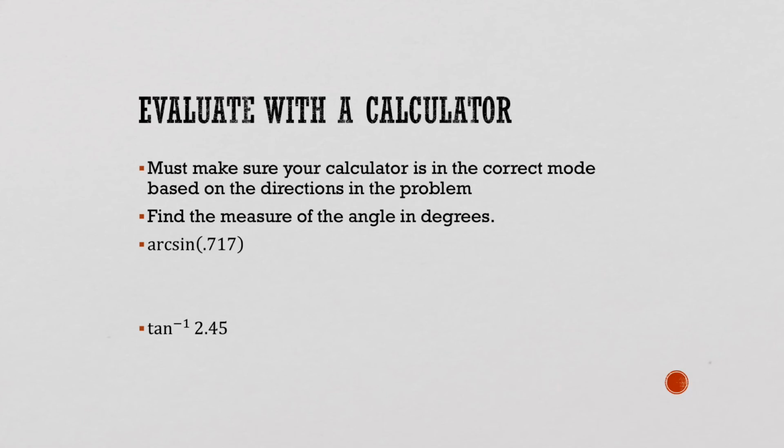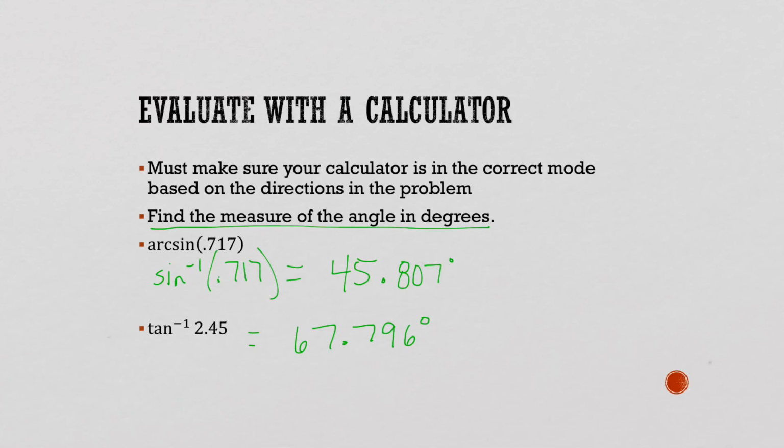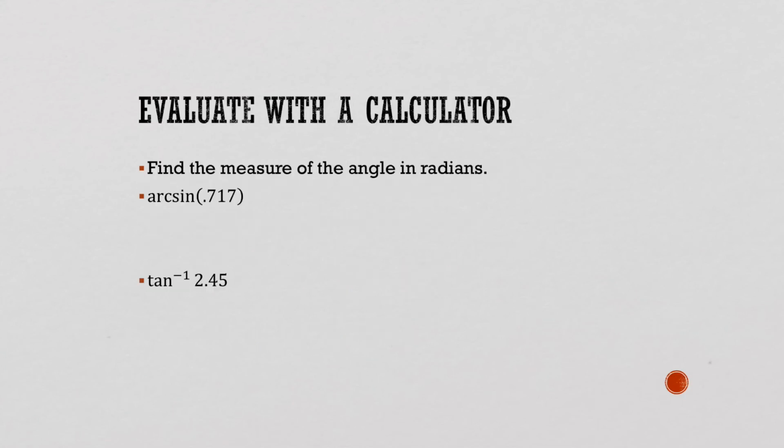Now, how do I know? I read the question. This one says, find the measure of the angle in degrees. So, find the measure in degrees. Make sure your calculator is in degree mode. And then you're literally just typing these in your calculator. Arc sine is the same as sine -1 of 0.717. It's just a change in vocabulary. Type it in your calculator. Give me the answer. So if you go through the calculator, make sure you're in degrees, and you answer the question, you get the following answers. Inverse sine of 0.717 is 45.807 degrees. Inverse tan. There you go.